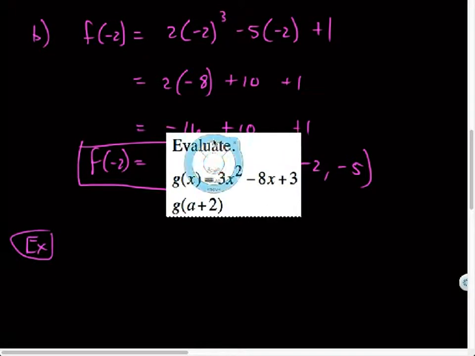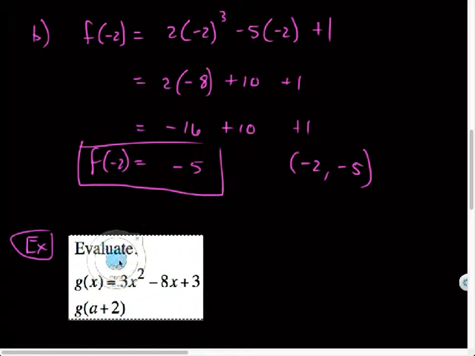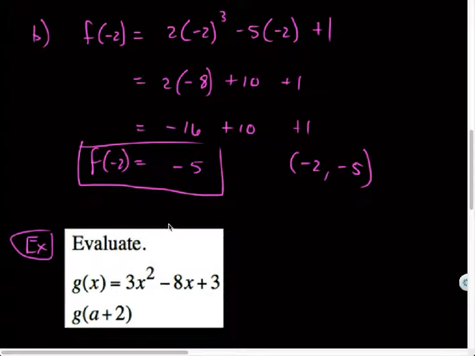So let's evaluate. If g of x is the following, 3x squared minus 8x plus 3, let's calculate what is g of a plus 2. So what are we writing?